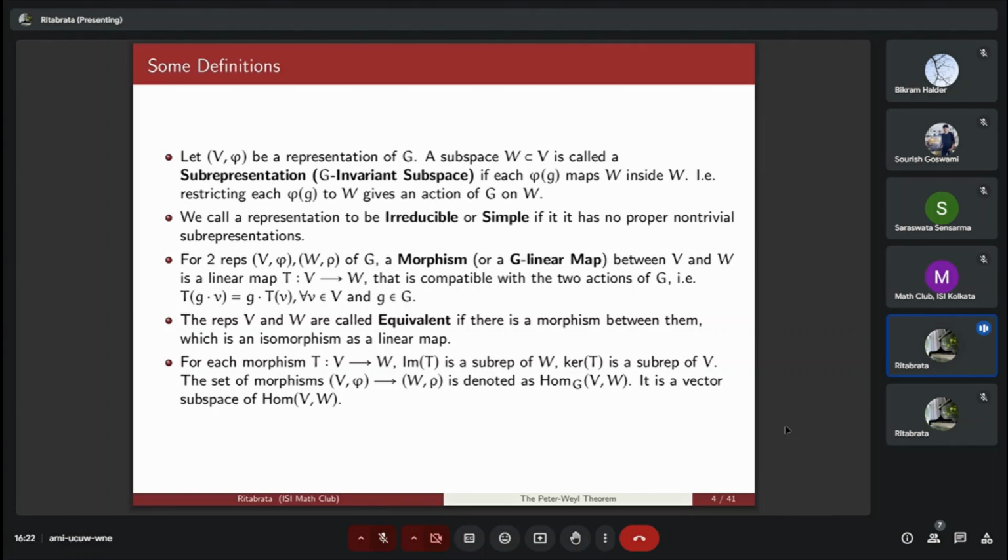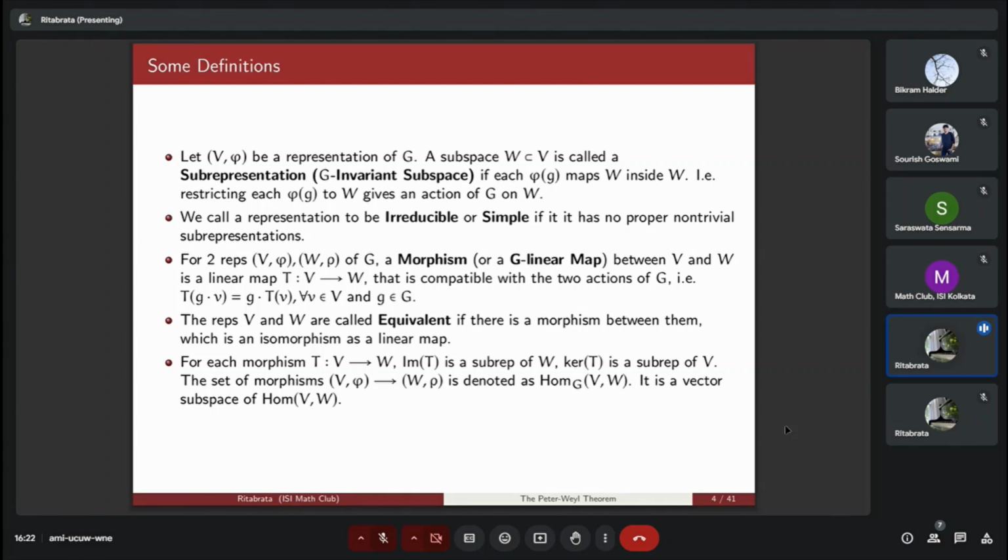That is, if we restrict the action of each g to the subspace, it becomes an invertible operator on that subspace. We call such things sub-representations, G-invariant subspaces that are stable under the action of the group. Similarly, you can define simple objects. We call a representation irreducible or simple if it has no proper non-trivial sub-representations.